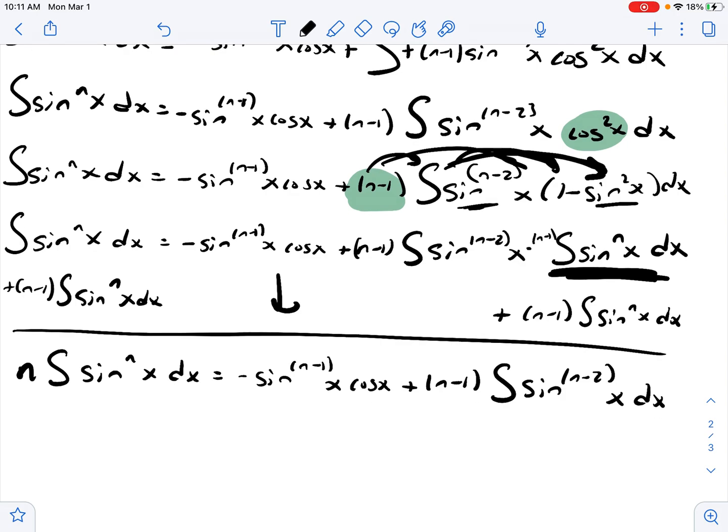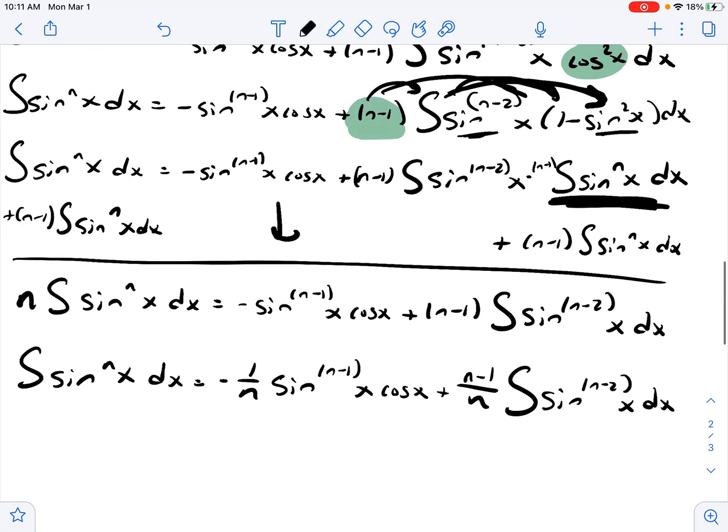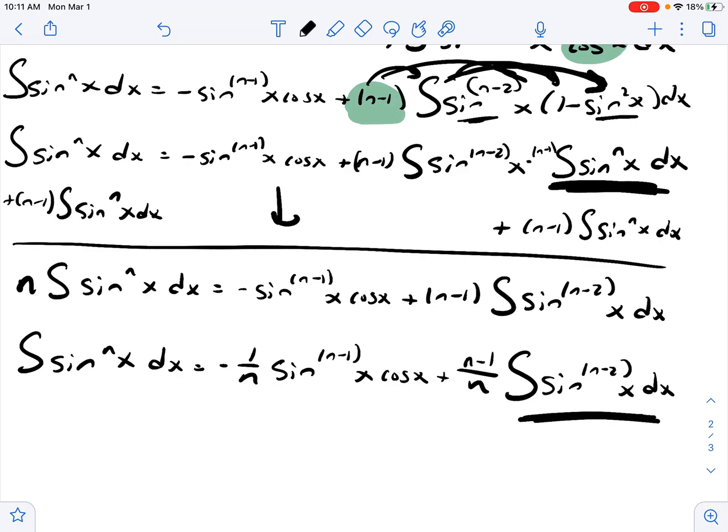Now, to get this original integral by itself, I would divide through by n. So the integral of sine to the nth power of x is negative 1 over n sine to the n minus first power of x cos x plus n minus 1 over n times the integral of sine to the n minus second power of x dx. Then, with whatever's here, if we need to, we repeat the process.